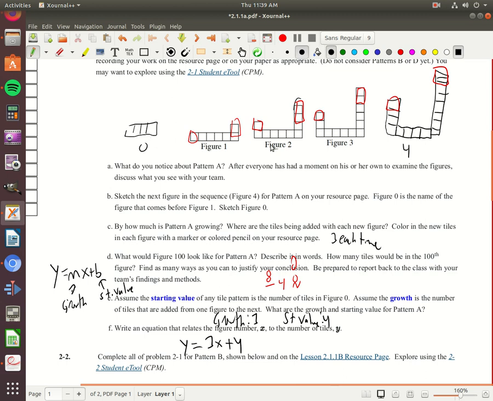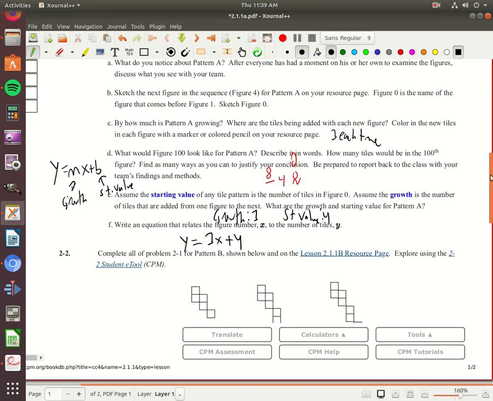So the figure number becomes the x, right? And the number of tiles becomes the y. So if I plug in a 1, 3 times 1 is 3 plus 4 is 7, I should have 7 tiles, and I do. If I plug in a 2, 6 plus 4 is 10, I should have 10 tiles. If I plug in a 3, I should have 13. And if I plug in a 4, I should have 16 tiles. And it does seem to work out well.